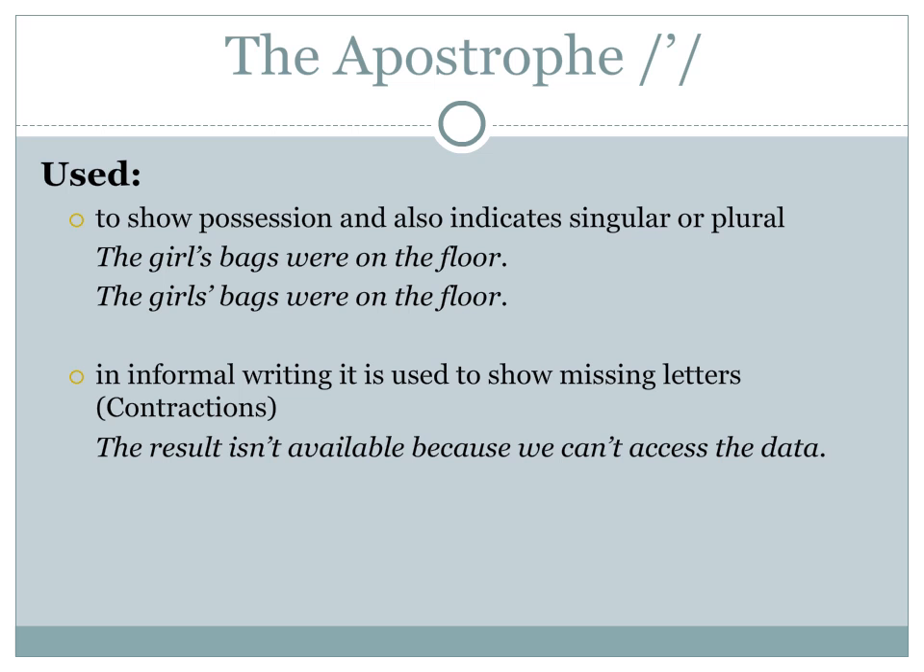In informal writing, the apostrophe is also used to show missing letters. So for example, the result isn't available because we can't access the data. This is a use of the apostrophe that you probably won't need in your academic writing.